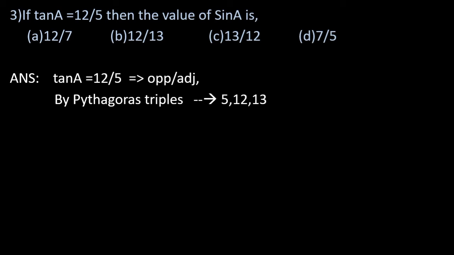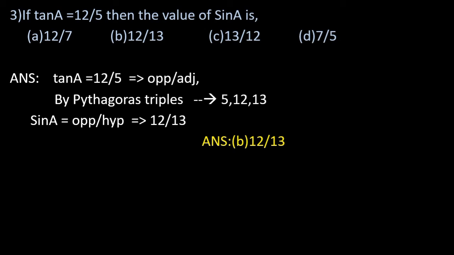Now we substitute in the sine formula: sin A is equal to opposite by hypotenuse. That implies opposite is 12 and hypotenuse is 13. Therefore option B, 12 by 13 is the correct answer. Now you understood how to use Pythagorean triples. If we know two values, we can easily tell the third one, without using any formulas or calculation, easily you can write it.